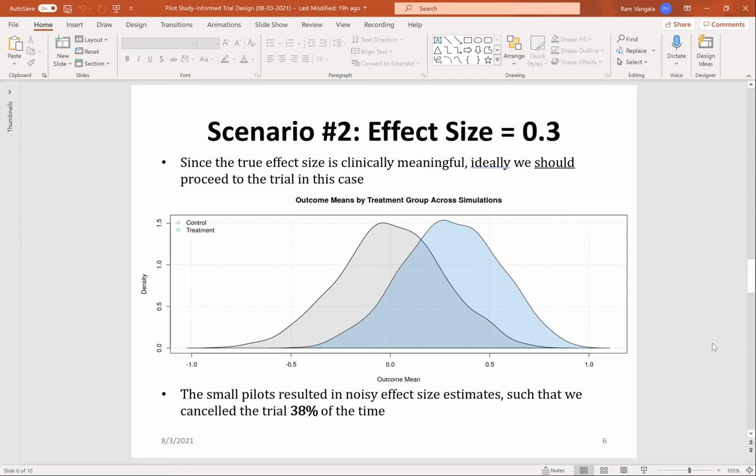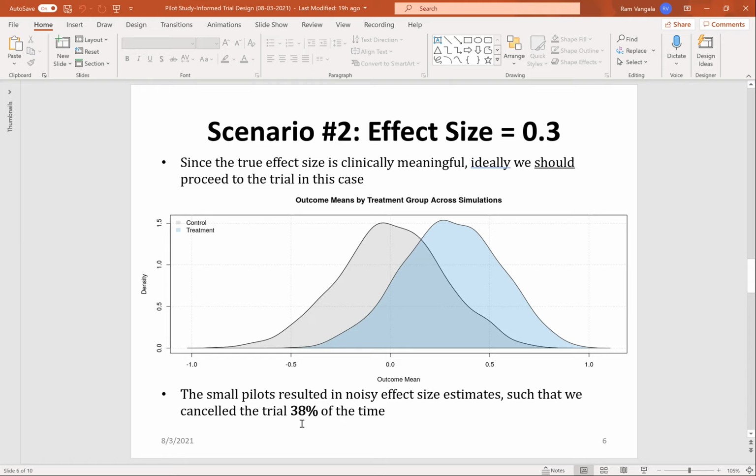And so in an ideal world, we would run the trial if this was the treatment effect we were dealing with. So the question now is, how often are we failing to run the trial, right? How often are we not running the trial, even though we should? It turns out here, the answer is 38%. So again, we're actually pretty close to that 40% error rate that we were seeing before.